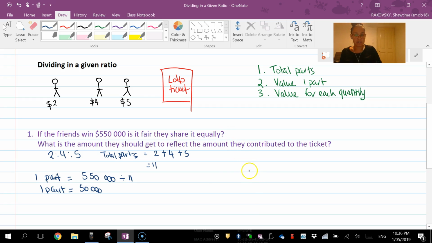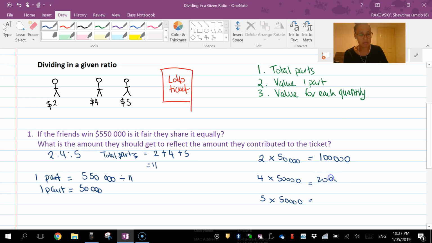Here is my ratio, I'm going to write it over here. We've got 2, 4, and 5. In order to find each one of those, I'm going to multiply by 50,000. I am multiplying all of these by 50,000 because I'm keeping the ratio in proportion. Think of it like an equivalent fraction, so it's kind of similar. Remember, we are working with a ratio, which is why I'm setting it up like this. So that one there is going to be 100,000.